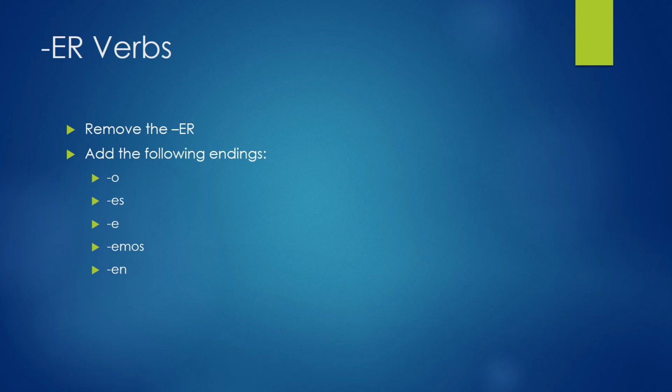Moving on to ER verbs. These are also pretty common. Again, you're going to remove those final two letters when you begin to conjugate. So remove the ER and add one of the following endings: O, ES, E, EMOS, or EN, depending on what the subject is.